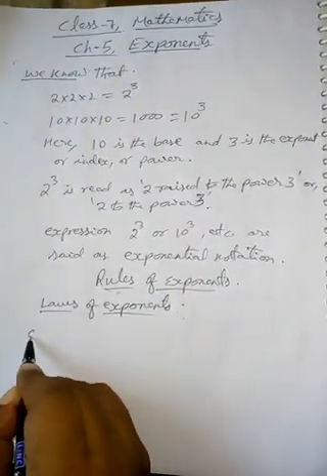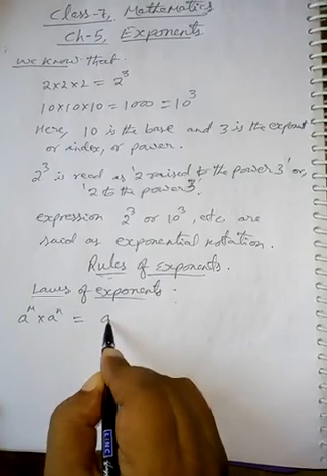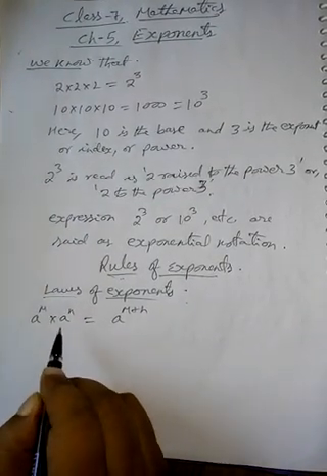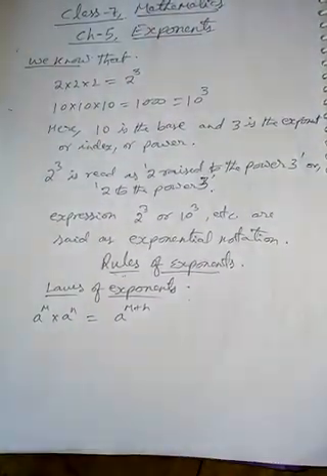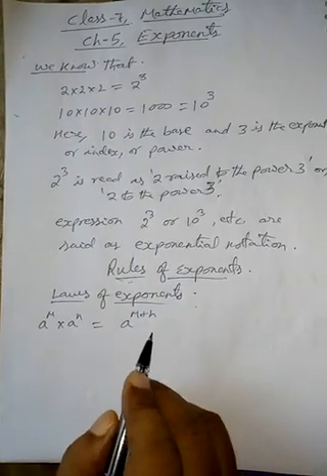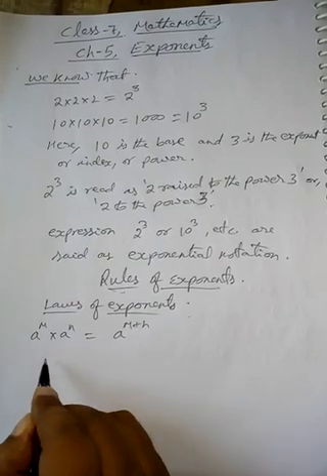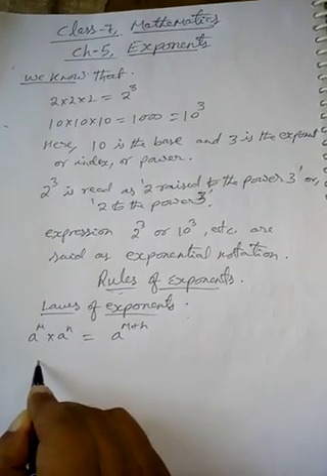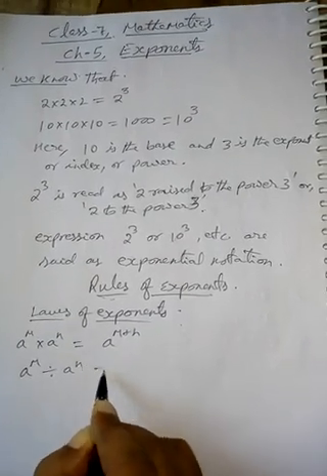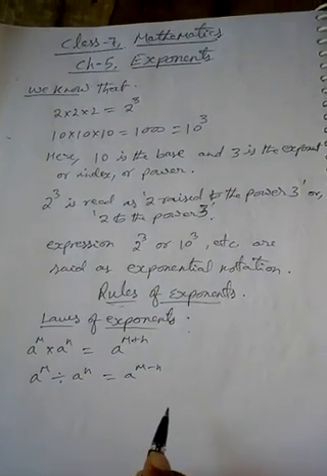First, a raised to power m into a raised to power n will be a raised to power m plus n. That is, when the same bases are multiplied, their exponents are added. In the same way, when the same bases are divided, their exponents are subtracted. a raised to the power m divided by a raised to power n is equal to a raised to power m minus n. This is the other law.